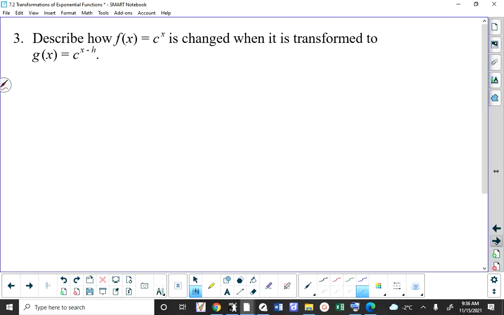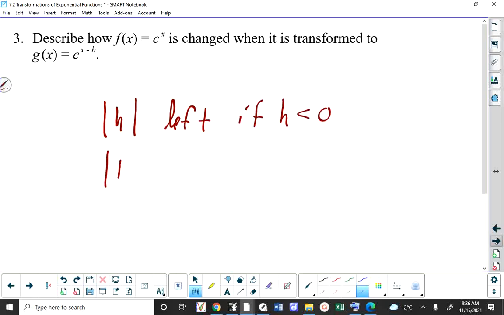Which takes us to the two translations. When we go from y equals c to the x to y equals c to the x minus h, it translates h units left if h is negative, absolute value of h units left, and the absolute value of h units right if h is positive. This will not change the domain or the range.